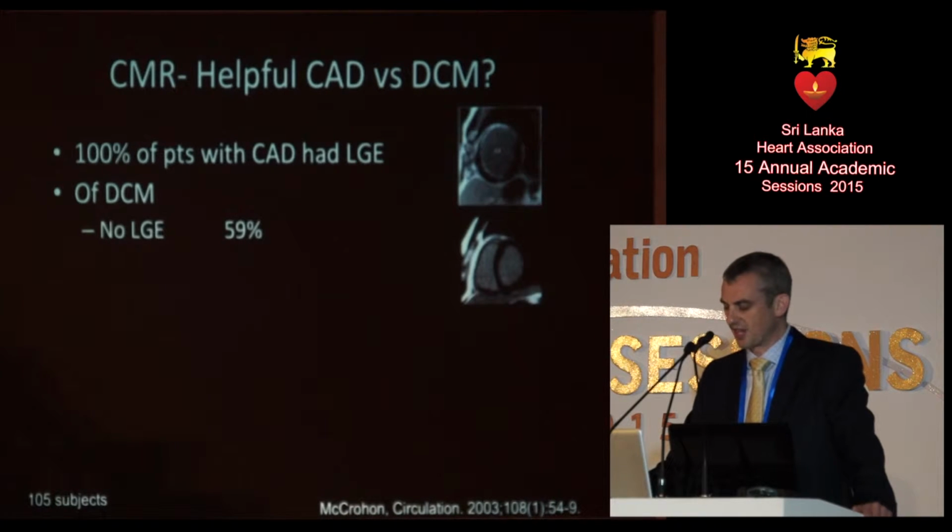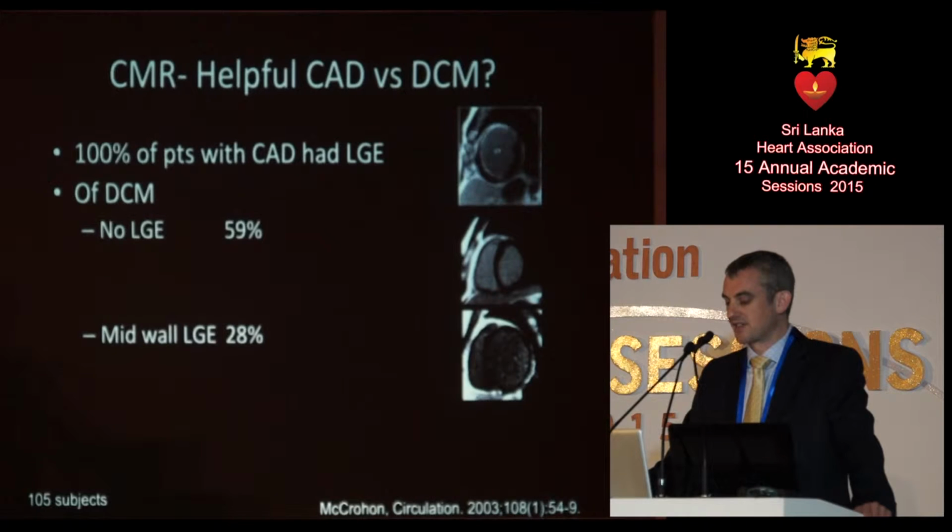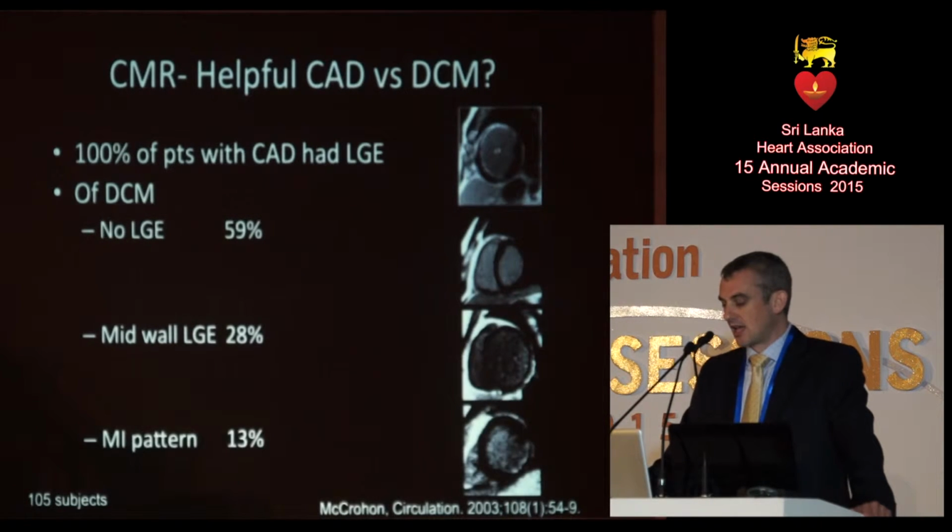Now, of the patients with dilated cardiomyopathy, around two thirds will have no scar, and around 28% in this study had this characteristic mid-wall stripe in the septum. Interestingly, a sizable proportion of those patients with normal coronaries had scar in the pattern of a myocardial infarction, showing that they'd had a previous infarct despite normal coronaries, presumably with recanalization or due to an embolus.